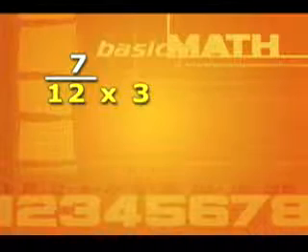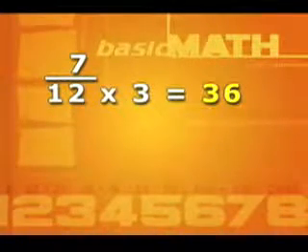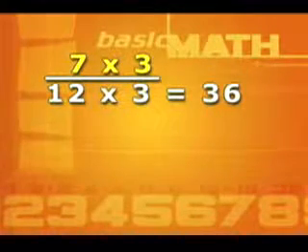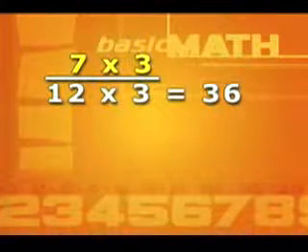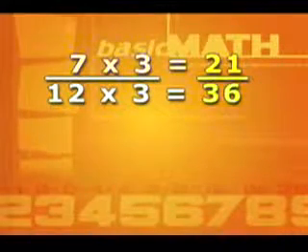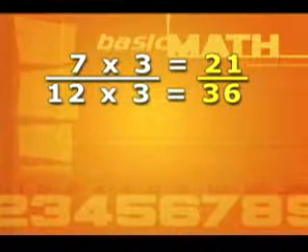Let's start with 7/12. 3 times 12 equals 36. We also have to multiply the numerator, 7, by 3. That way, the value of the fraction doesn't change. 7 times 3 is 21. So our first fraction is now 21 over 36.